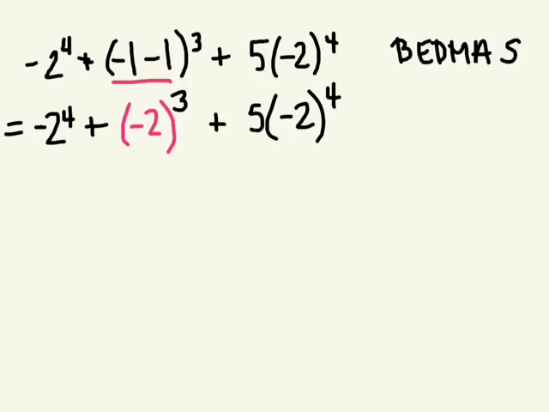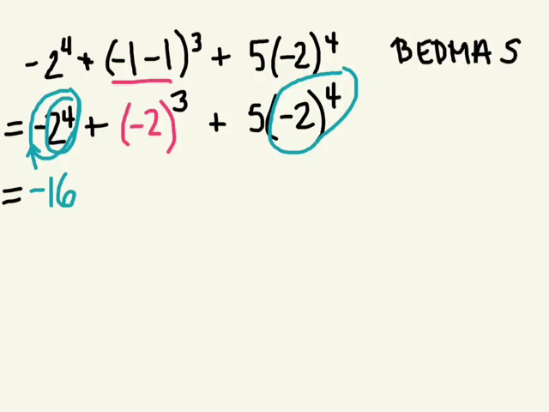I need to calculate exponents. Where are my exponents? I have -2 to the power of 4, and I have this -2 to the power of 4. What's the difference? Good. This indicates that it's a negative power, and 2 to the power of 4 is 16.